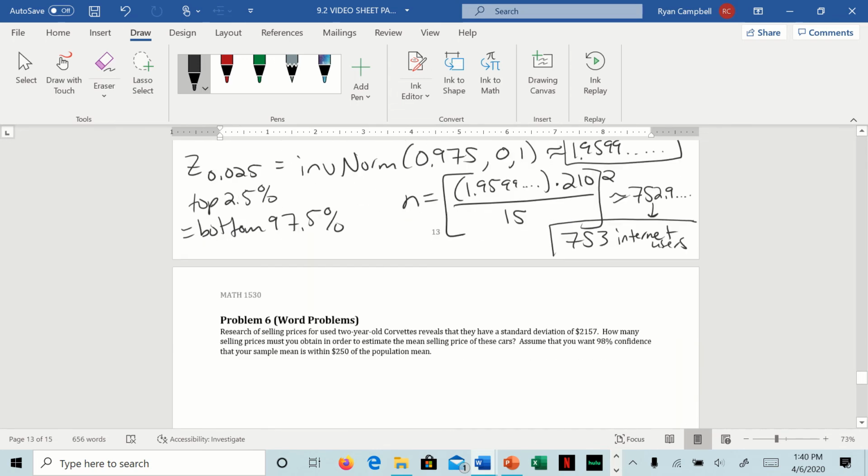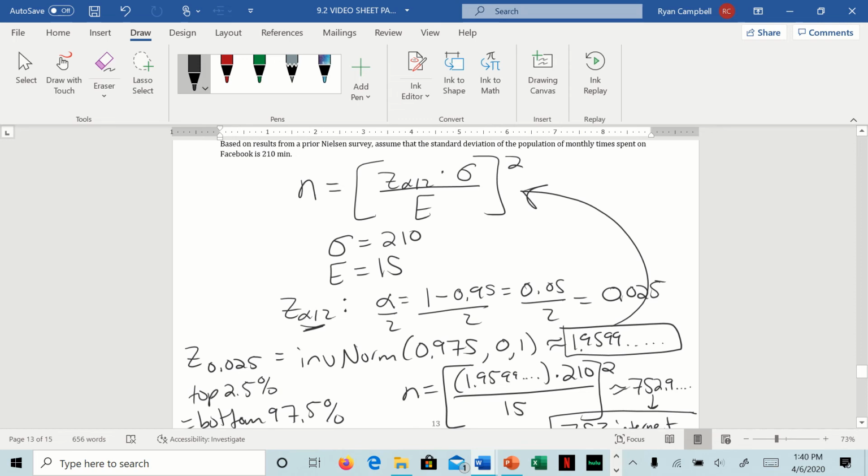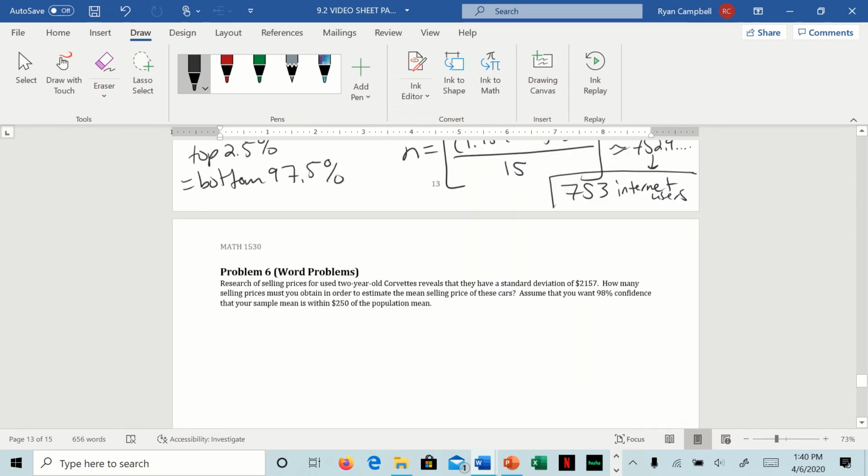All right, let's do another one. And remember, if you want any partial credit, this is the way to go about it, writing out all of this on the test.